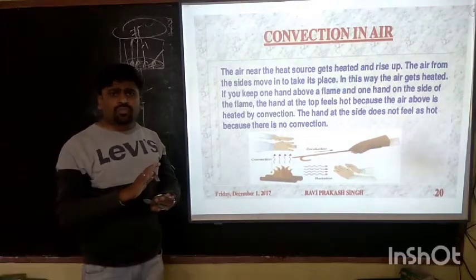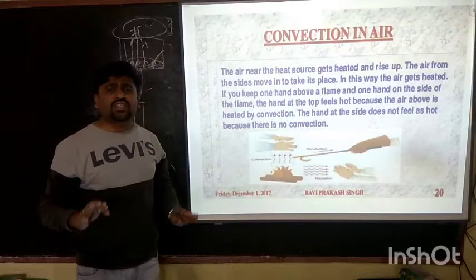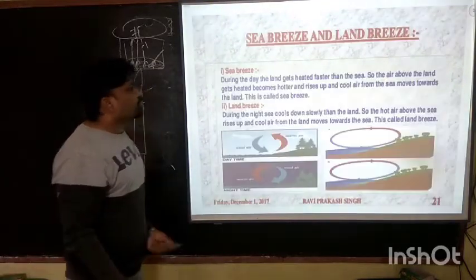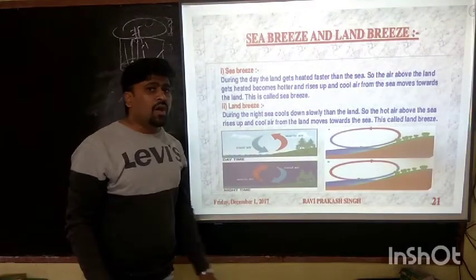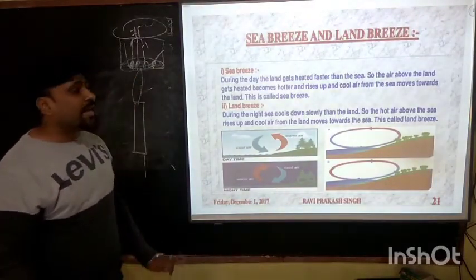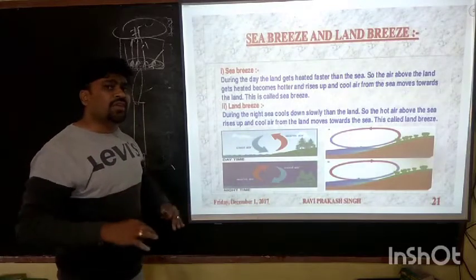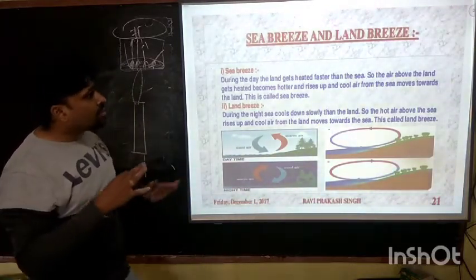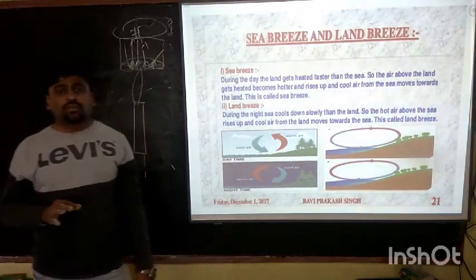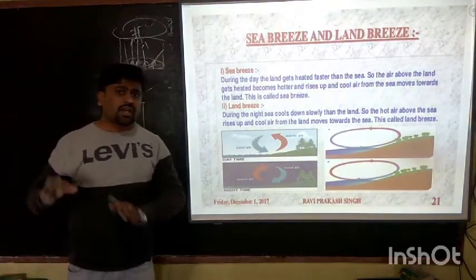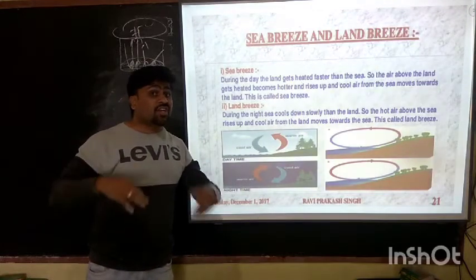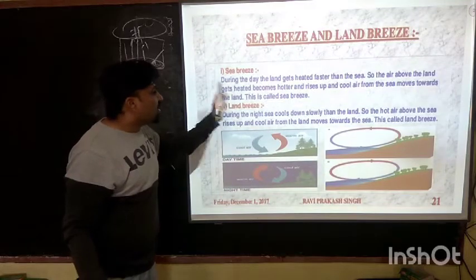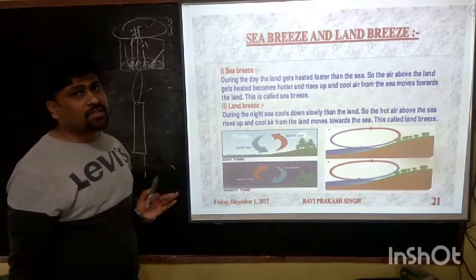Heat is transferred from the hotter end to the colder end. The same thing we can observe in nature regarding convection. These are two examples: sea breeze and land breeze. We can see convection in nature also. What is a sea breeze and what is a land breeze?